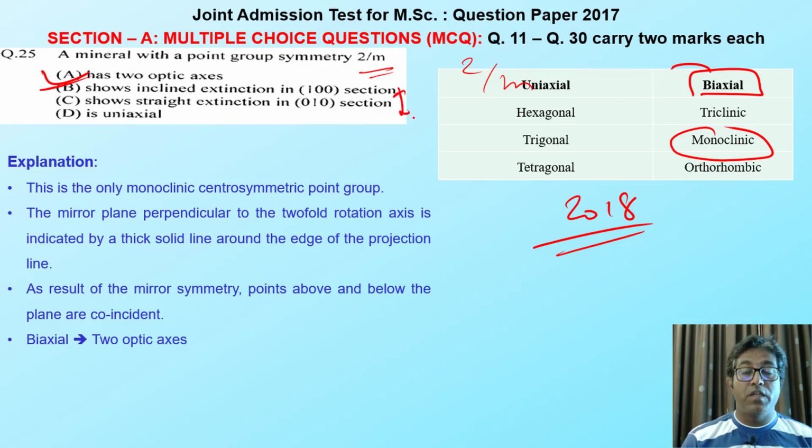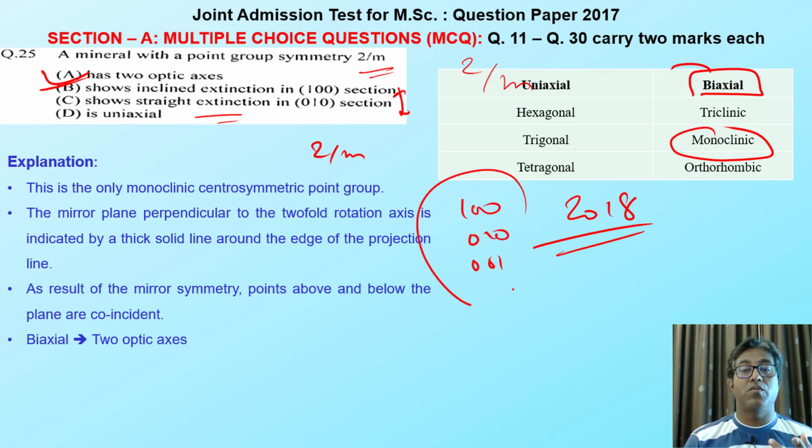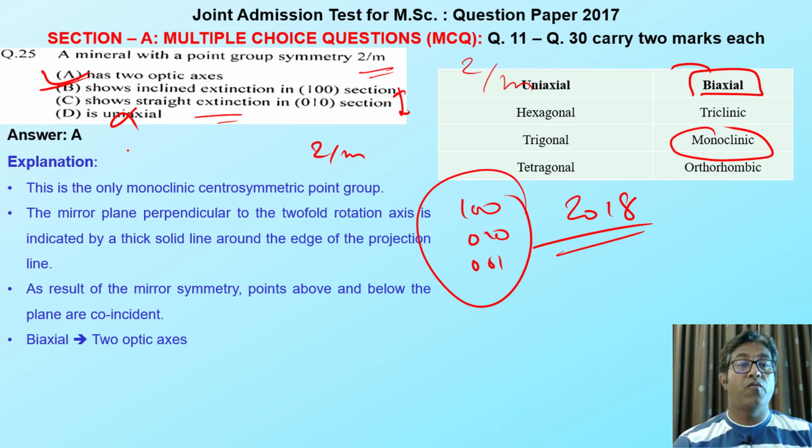Now I will leave this option for you. Just go and check about 2/m, where you can find the inclined extinction or straight extinction in that particular section, 100, 010 or 001. Go and check in which section you will identify this extinction. As I told you, it is biaxial, so my option D is not a correct option. So my 24 should be A. Go again, check, read page by page your Nesse book. Try to identify in which class this system falls.